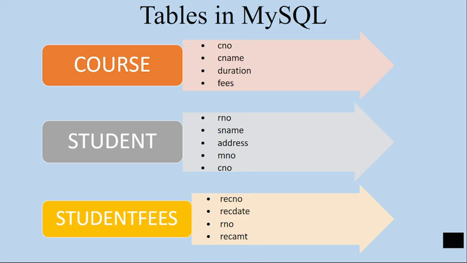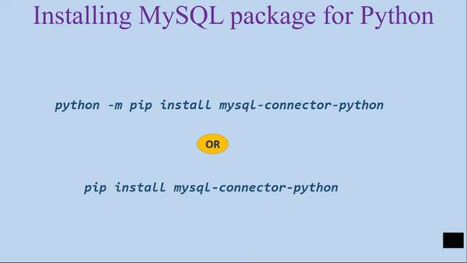In the student fees table we have receipt number, receipt date, roll number and receipt amount. These three tables I have already created in MySQL, and some data is also inserted. Afterwards we are going to insert some data from MySQL also, and then retrieve data. Some data we are going to insert through Python. We are going to retrieve the data, modify the data, as well as call the procedures.